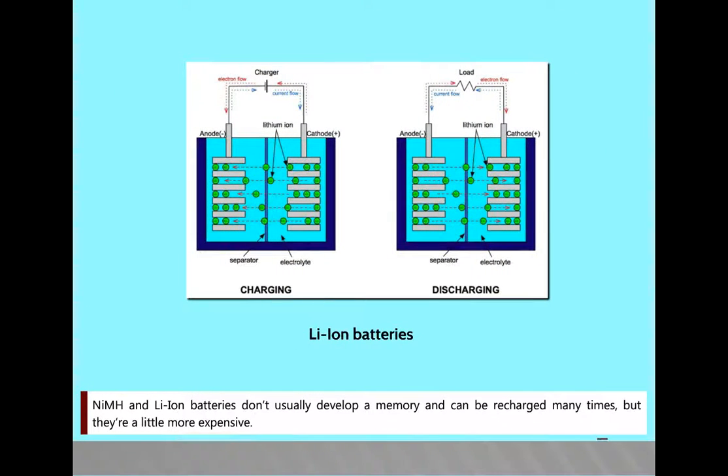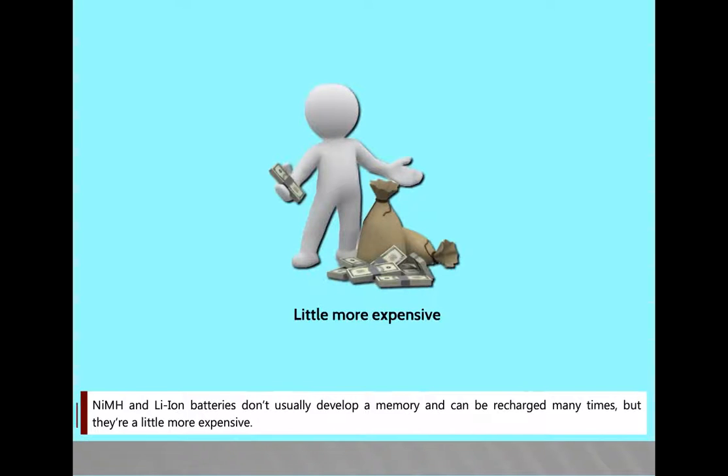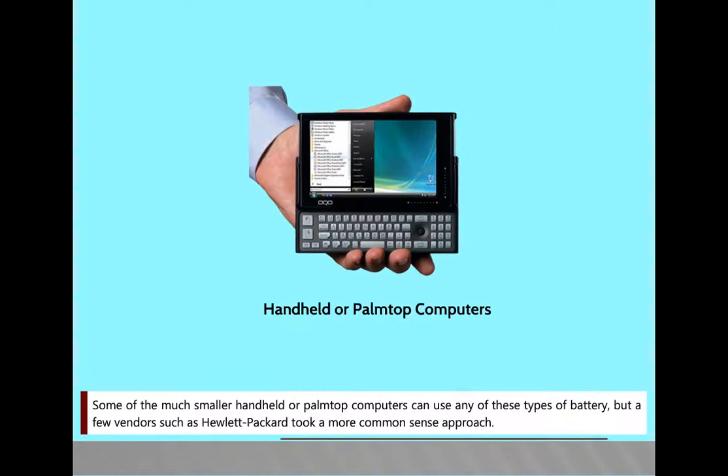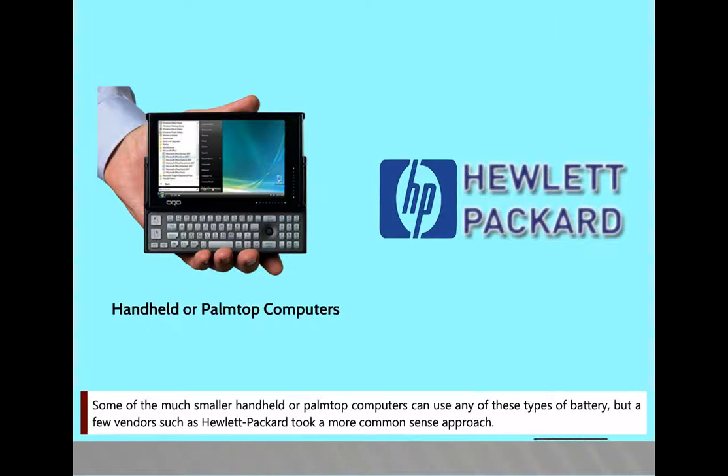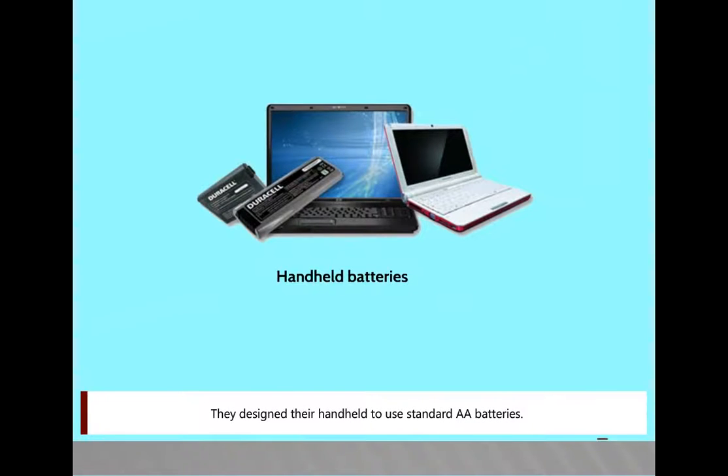NiMH and LiION batteries don't usually develop a memory and can be recharged many times, but they are a little more expensive. Some of the much smaller handheld or palm-top computers can use any of these types of battery, but a few vendors such as Hewlett-Packard took a more common-sense approach. They designed their handheld to use standard AA batteries.